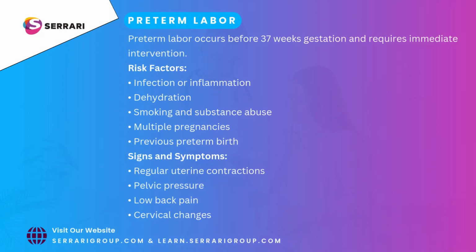Preterm labor. Preterm labor occurs before 37 weeks gestation and requires immediate intervention. Risk factors: infection or inflammation, dehydration, smoking and substance abuse, multiple pregnancies, previous preterm birth. Signs and symptoms: regular uterine contractions, pelvic pressure, low back pain, cervical changes.